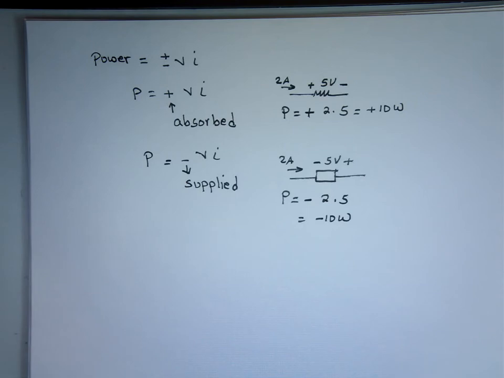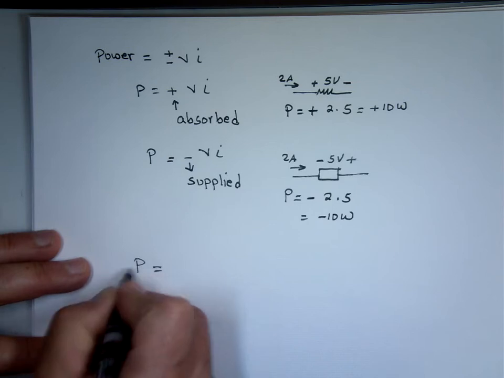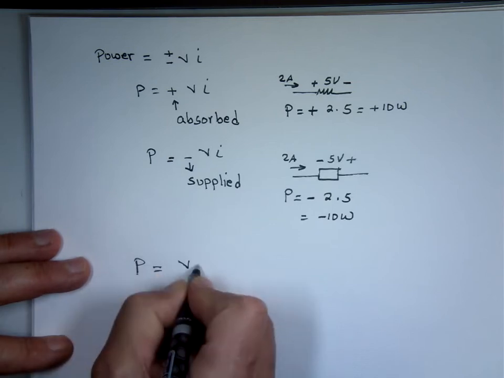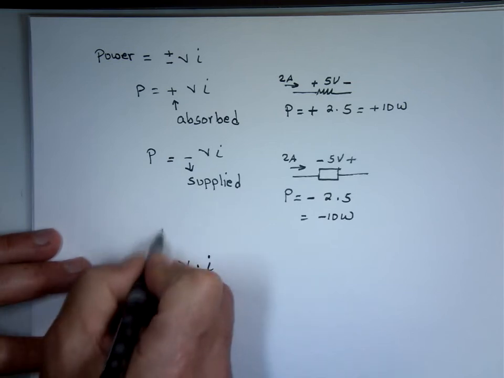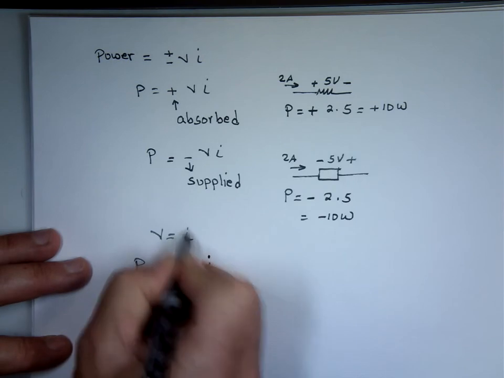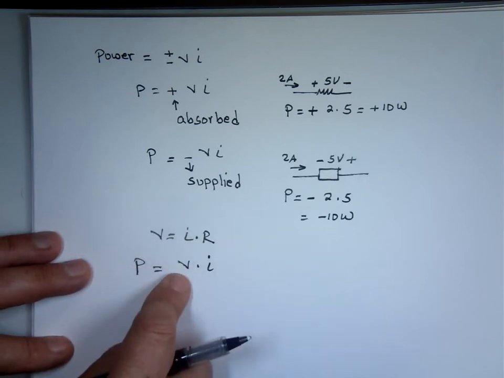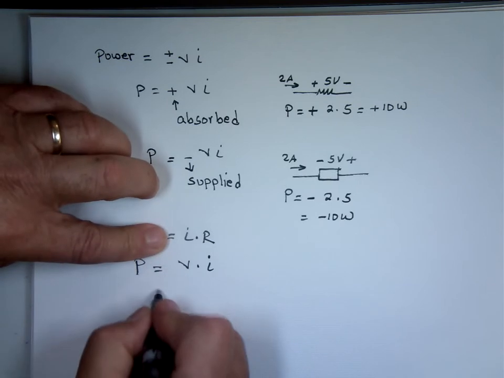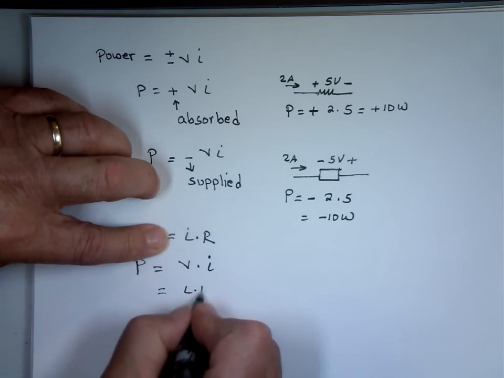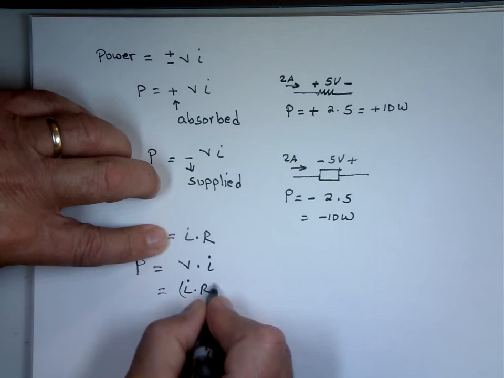Well, let's bring in Ohm's law. Power, again, we're going to modify that equation, is V times I. But Ohm's law says V equals what? I times R. So if I take the V out of this now and replace it with I times R, what are you going to have? I times R times I.